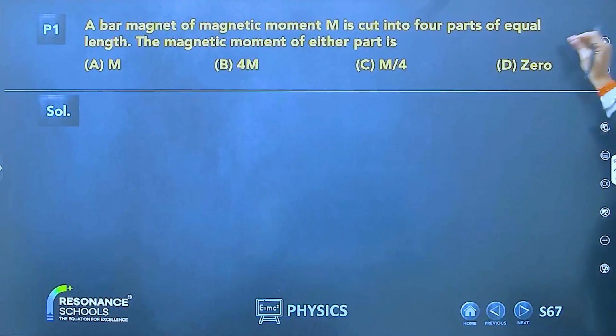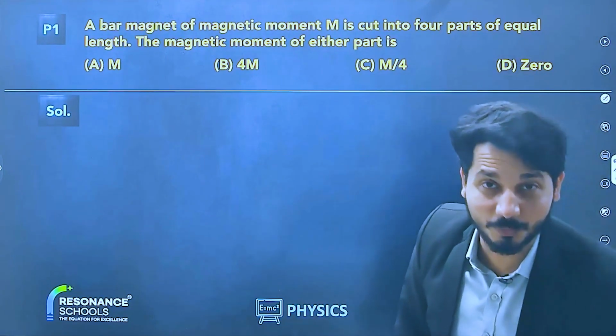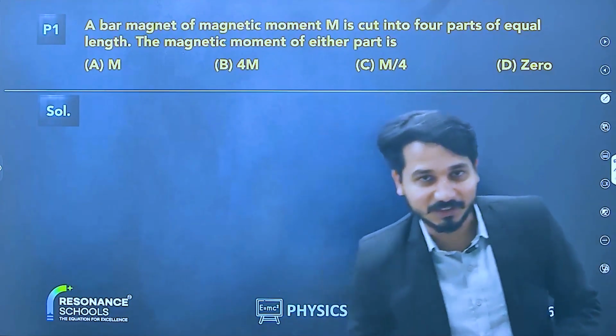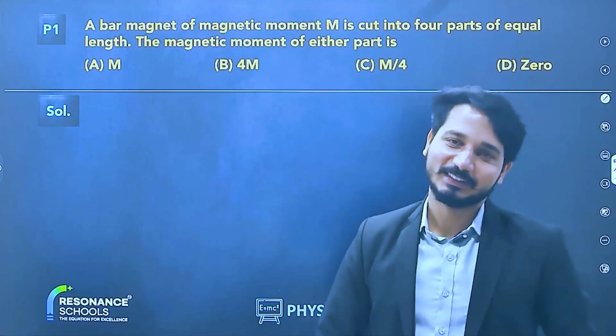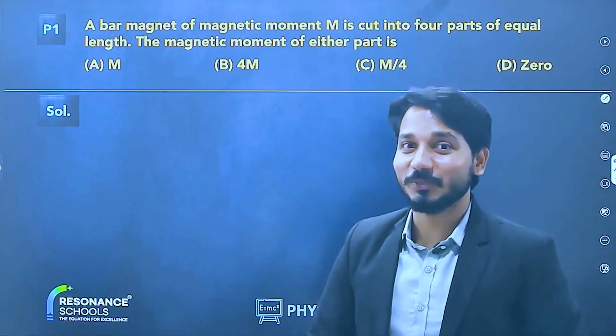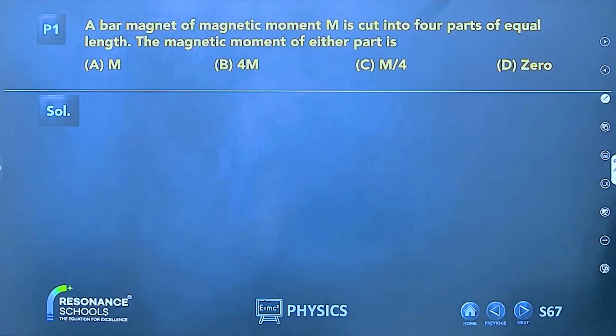Okay. So the first question is on the screen. It is asking: a bar magnet of magnetic moment M is cut into four parts of equal length. The magnetic moment of either part is... What is the meaning of magnetic moment? Who can answer this question?